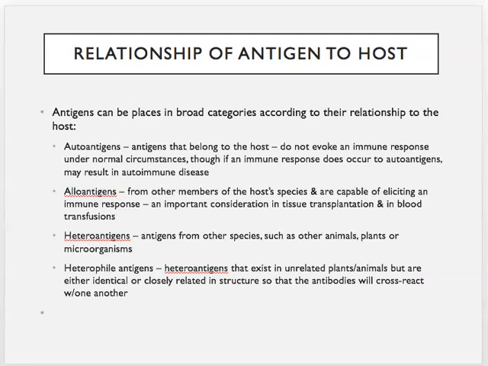Heteroantigens are antigens from other species, so other animals, plants, or microorganisms. And then heterophile antigens are heteroantigens that exist in unrelated plants or animals, but they're either identical or closely related in structure so that the antibodies can cross-react with one another.